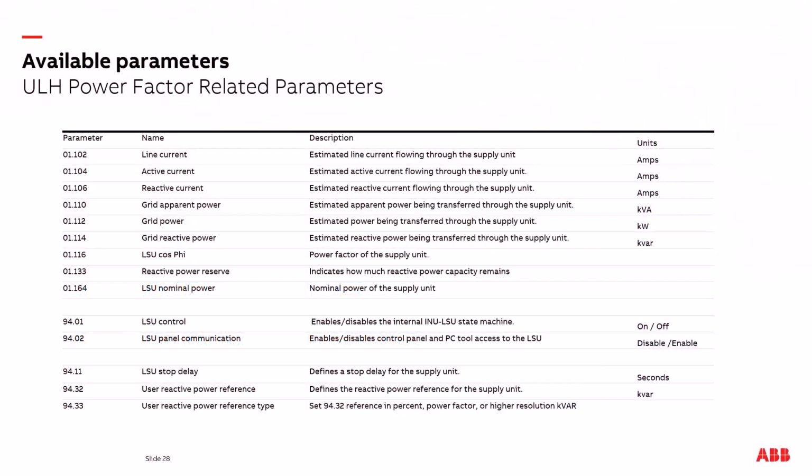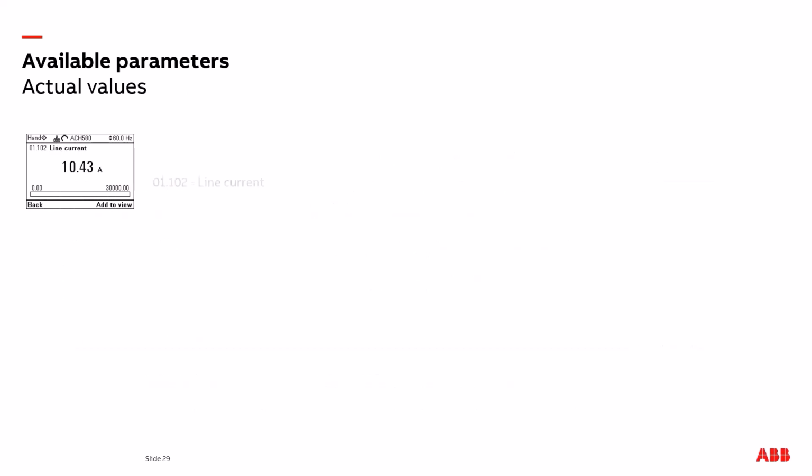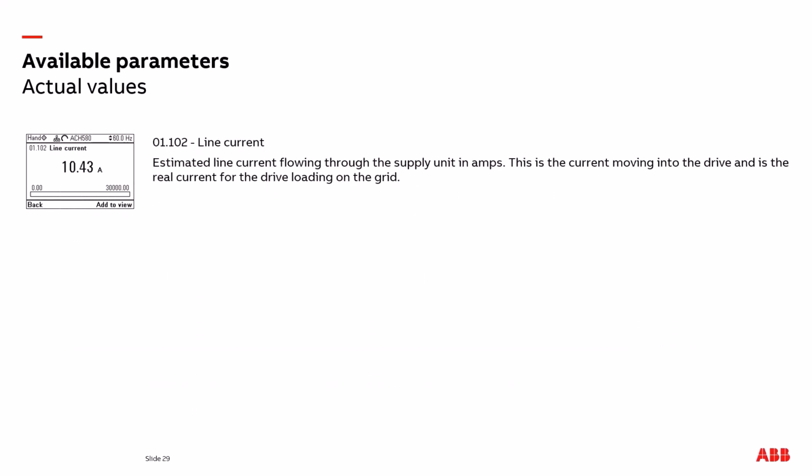Let's look at the available parameters that we have for doing the programming. We have multiple parameters that give you direct information about power factor and what the system can do. Some actual value parameters are like line current. The line current estimates the line current flowing through the supply unit in amps. This current is moving into the drive and is real current, and it's the drive loading on the grid.